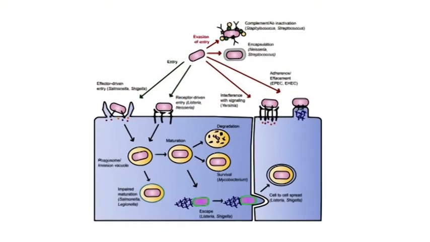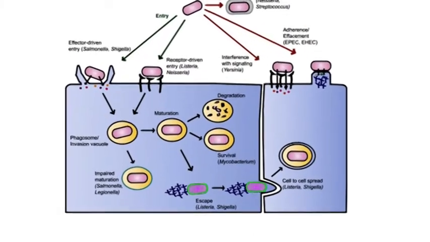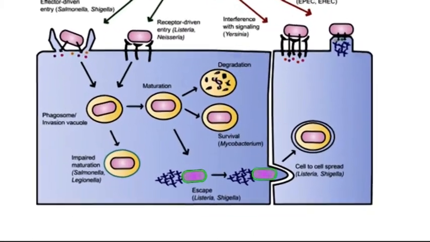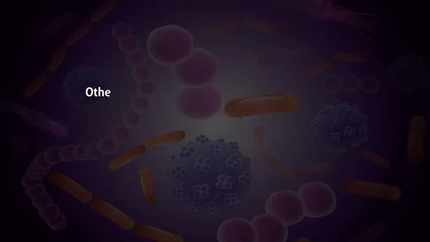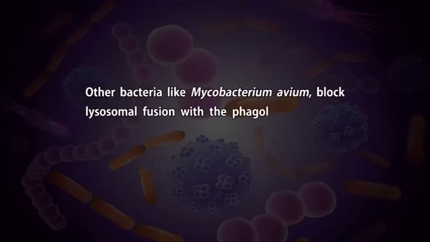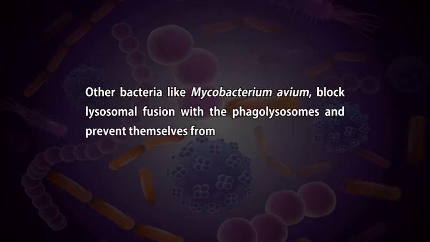A number of bacteria escape host defense mechanisms by their ability to survive within phagocytic cells. For example, Listeria monocytogenes escapes to the cytoplasm from the phagolysosome to survive. Other bacteria like Mycobacterium avium block lysosomal fusion with the phagosome and protect themselves from oxidative attacks.